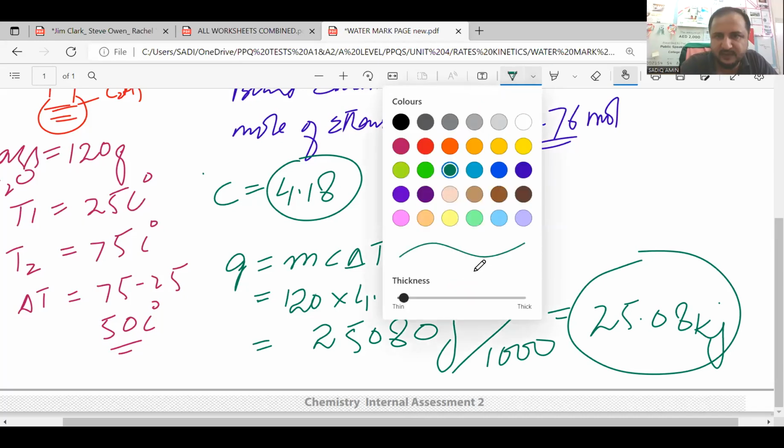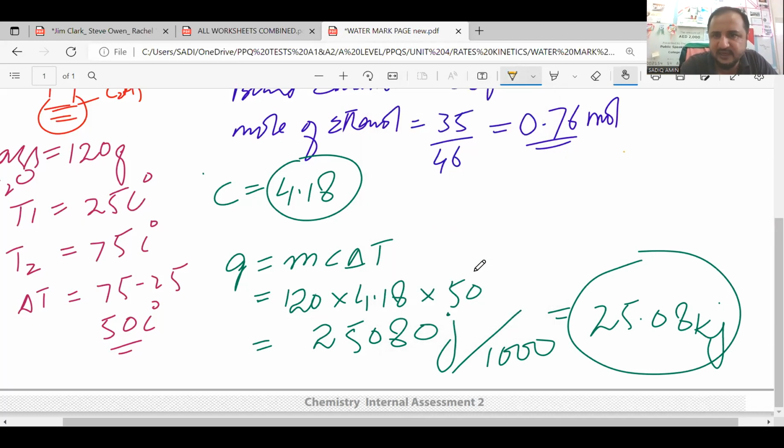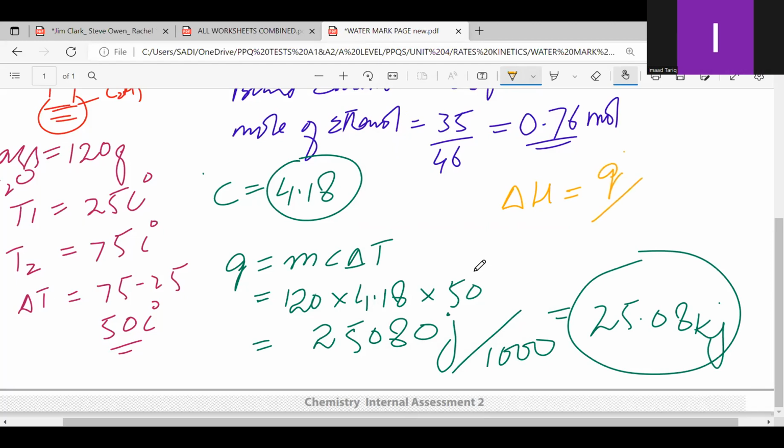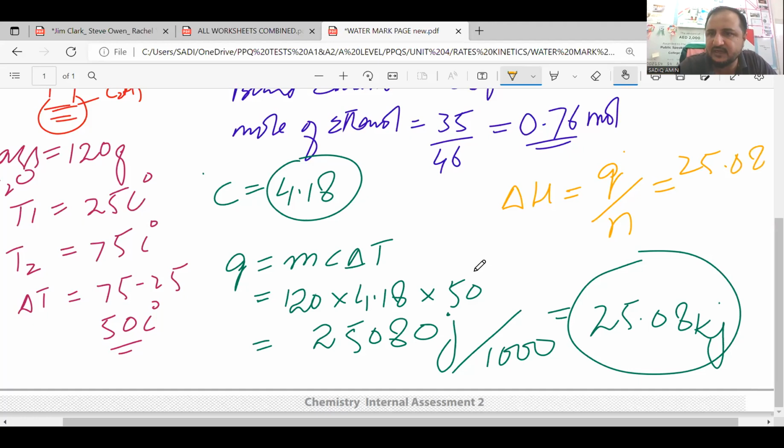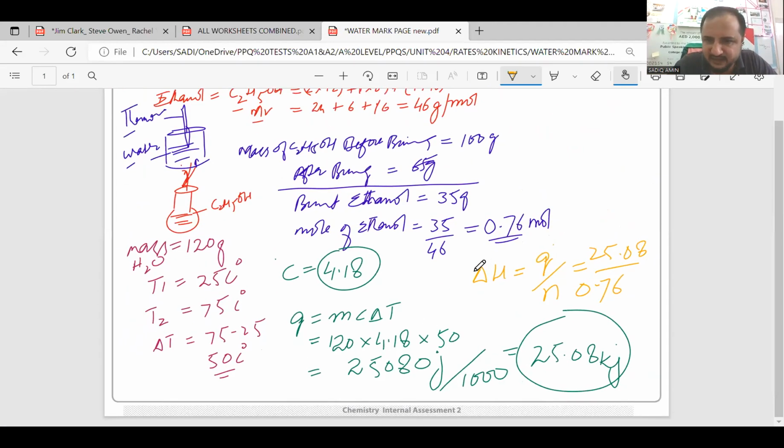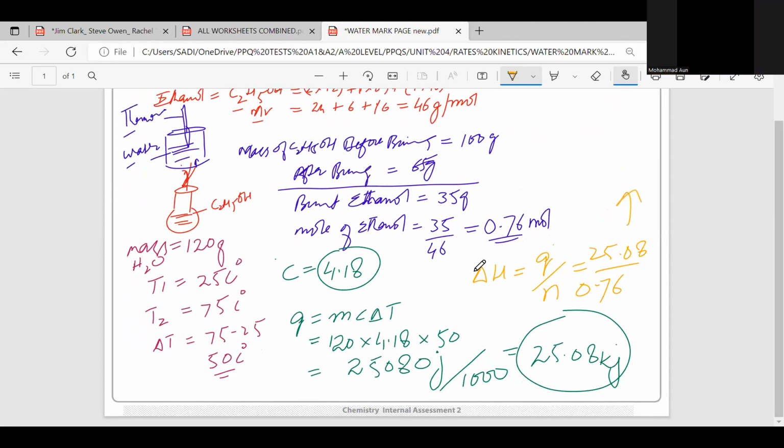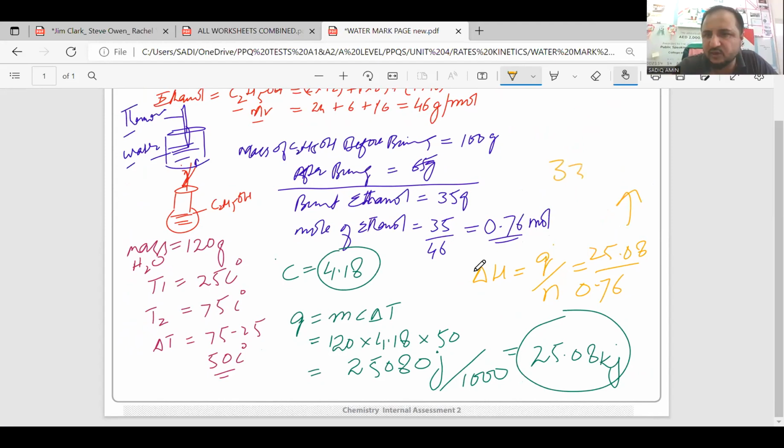So I'm going to pick another color and we'll see this. So delta H is equal to Q divided by the number of moles. Q is equal to 25.08 divided by 0.76. And you will get the final answer. And what is the final answer? Sir, 33. So we'll write in both joules and kilojoules. This is in kJ per mole now.